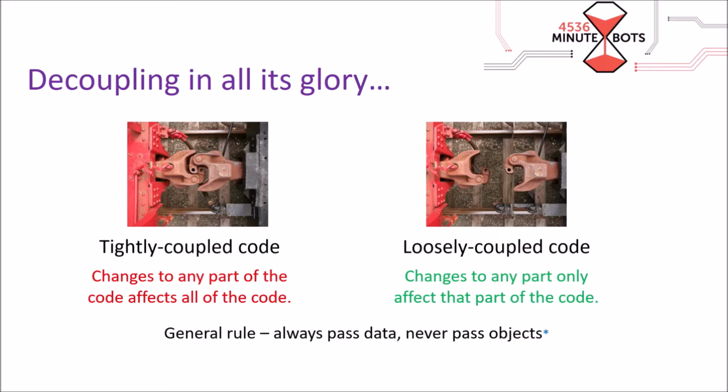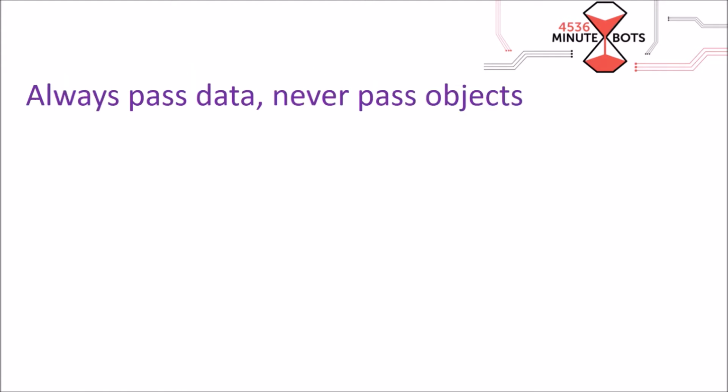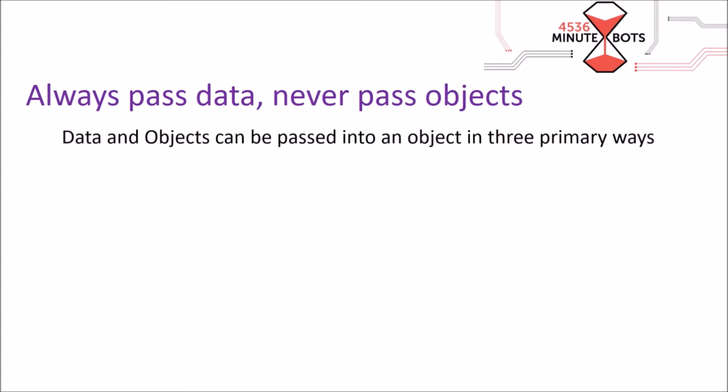You'll notice the asterisk, by the way. That's because for every rule there's an exception. And if you're doing what is called dependency injection, the whole point of dependency injection is to pass the objects. So never pass objects, except in the case of dependency injection. That's an advanced feature we're not going to worry about. And to clarify, because I'm sure you're wondering, when I refer to data, I'm talking about the properties of things like strings or integers, things that are not core to the identity of the object that you're working with.